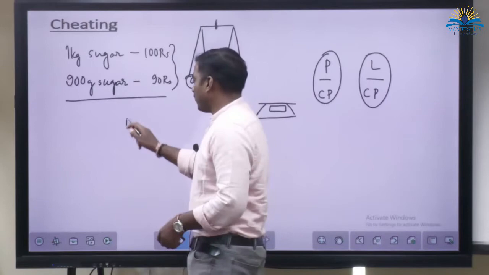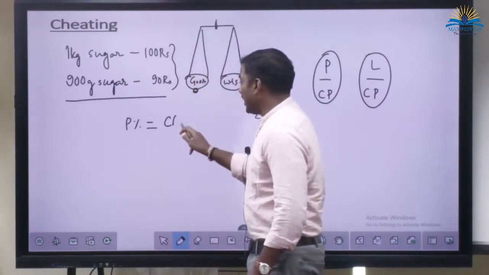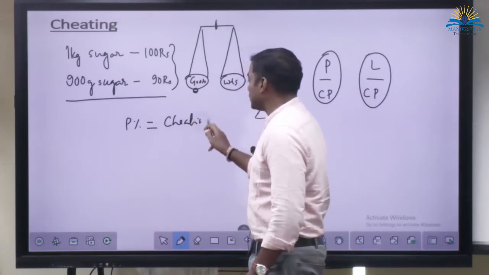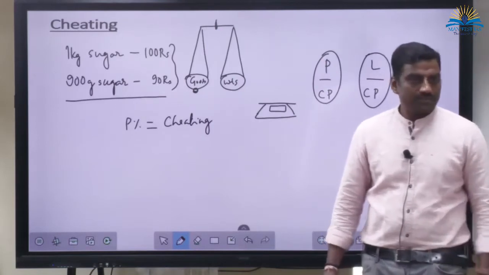So here, what would the profit percentage be? The cheating, what he has done. He has cheated you by 100 grams, right? He has cheated you by 100 grams.